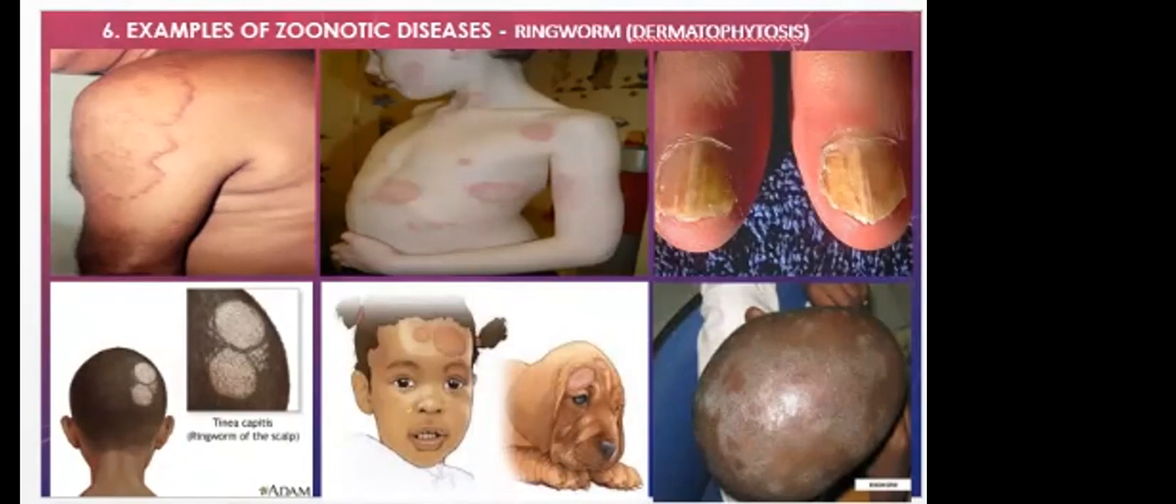We can see the shape of the infection on the boy's head, both on the left and on the right. So this is called tinea capitis when it infects the scalp. Tinea pedis when it affects the feet, and tinea corporis when it affects any other part of the body.